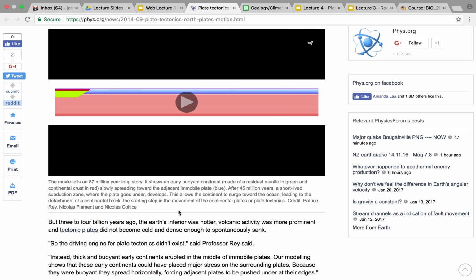So let me just stress to you that this model is just parameterized by physics and the physical laws and the properties of the materials. And so basically having some of these early continents surging and spreading forward promoted the further breaking up of the continents.